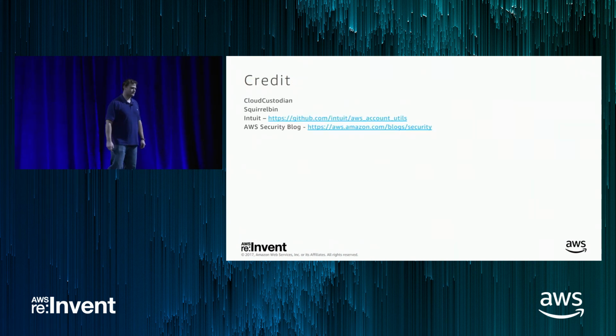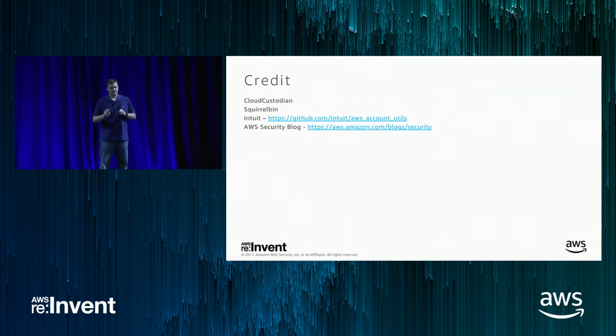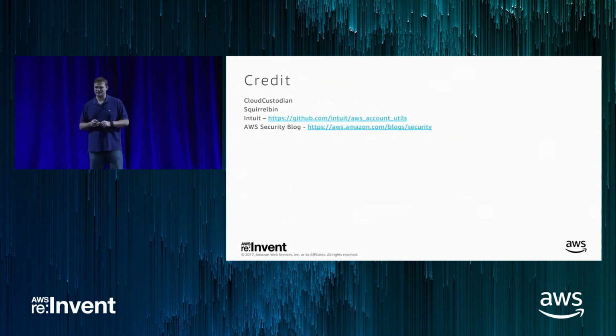So some quick credit. Cloud Custodian, Andrew mentioned this. Cloud Custodian is really cool. It just didn't quite fit what I was looking for, but some of the stuff that they're doing is pretty awesome, so check it out. Also Squirrel bin, AWS account utils from Intuit, and the security blog. Definitely check out the AWS Security Blog. Really, really good stuff there.